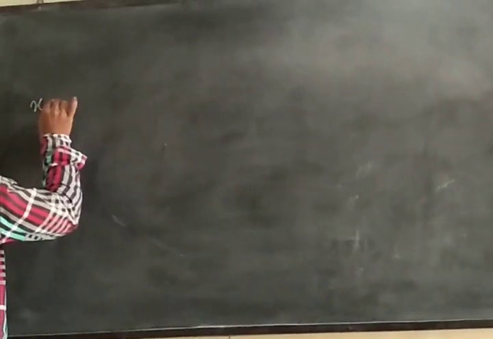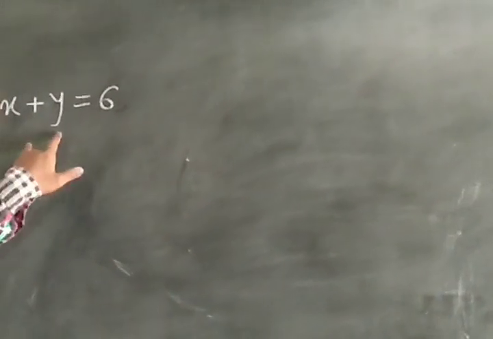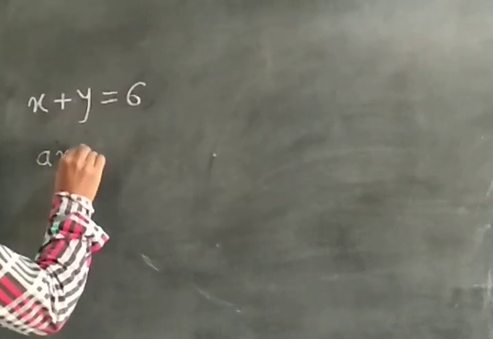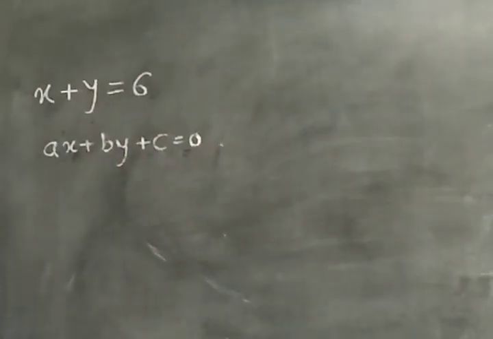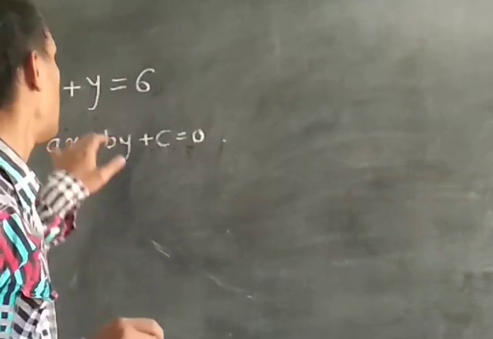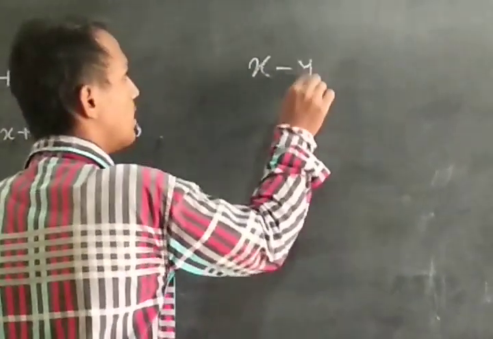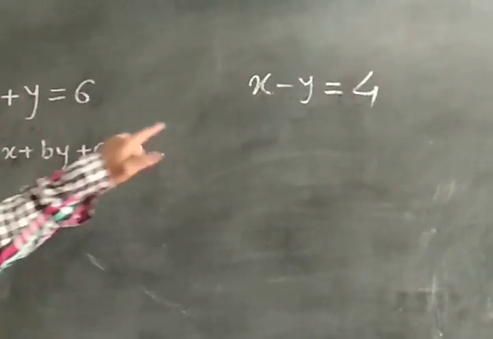Look here. If I take for example x plus y is equal to 6, this equation represents a straight line, because the equation of a straight line is ax plus by plus c equals 0. That line may be whatever it may be on the coordinate system. And another equation is x minus y is equal to 4. We have to solve these two equations simultaneously.